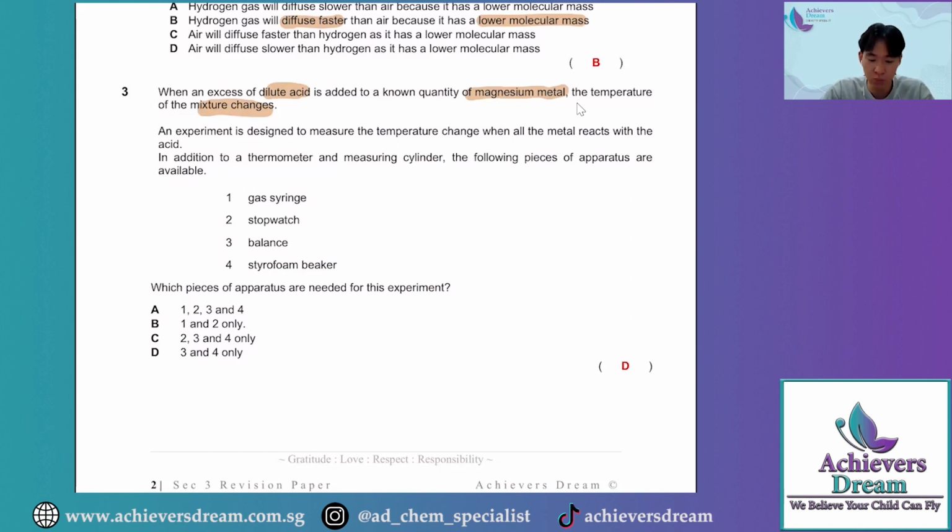The apparatus needed would be a thermometer. Okay, first one, we have thermometer. The question also gives that a measuring cylinder is used. So here we have a measuring cylinder already. And the measuring cylinder is used to measure the quantity of volume. Okay, so for volume, thermometer is for temperature.